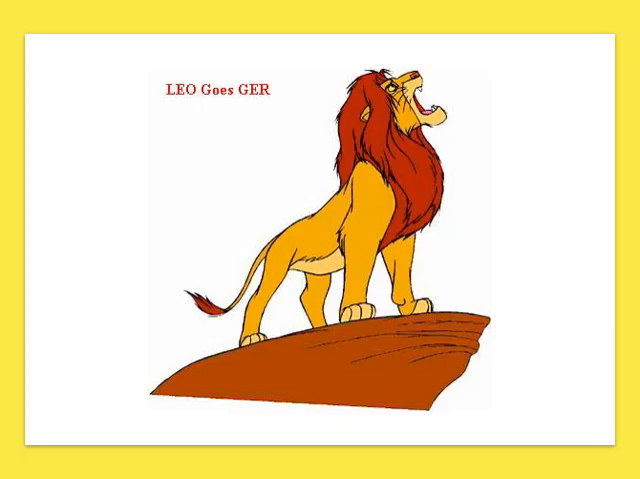The way I remember is Leo goes grr. Leo being lion, right? So lose electrons, oxidation. Leo: lose electrons, oxidation. Gain electrons, reduction. Grr.